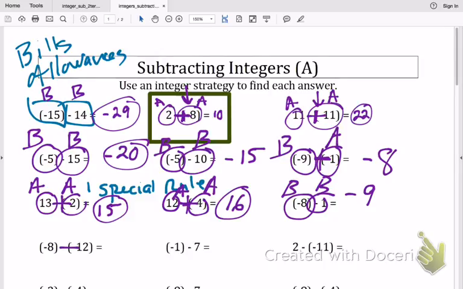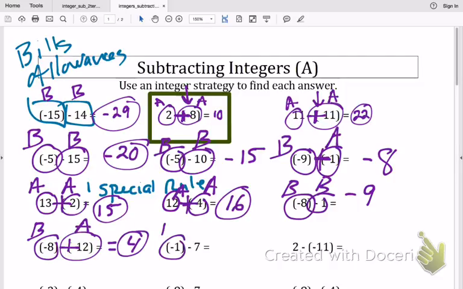Here we go. This one follows the special rule. Negative 8, bill. Positive 12, allowance. Your mom gives you $12, but you owe me $8. Okay? Can you pay me? Yes, you can. So that means it's positive because you have enough money to pay me and you have money left over. How much left over? You still have $4 in your pocket.